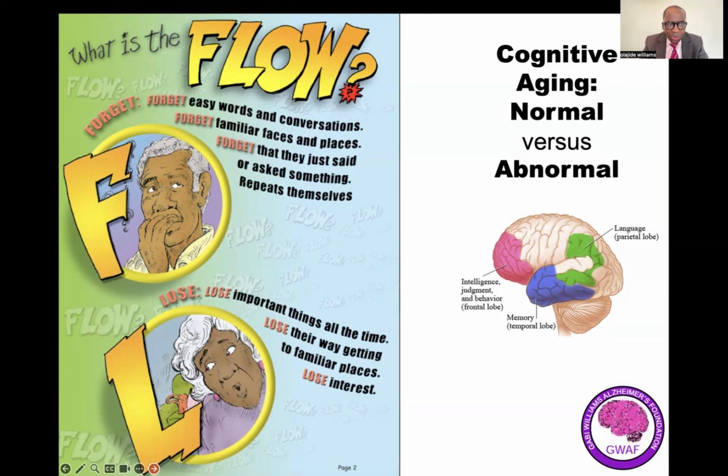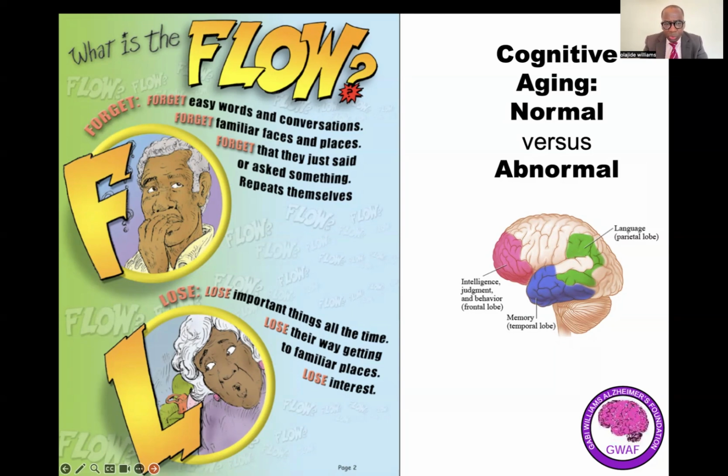In the word FLOW, F stands for forgetting: forgetting easy words and conversations, forgetting familiar faces and familiar places, forgetting that they just said something or asked for something. This leads them to repeat themselves, repeat the question, over and over again, because they forgot that they had just said or asked for that thing. Often repeating oneself might be a sign of Alzheimer's disease.